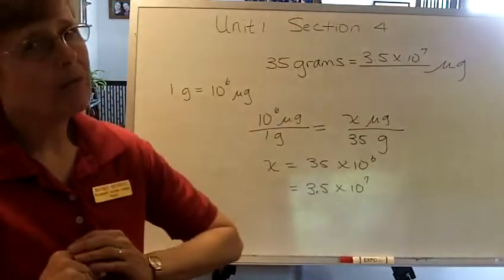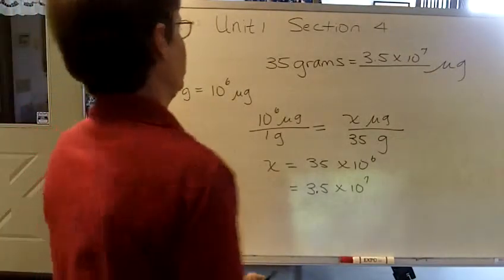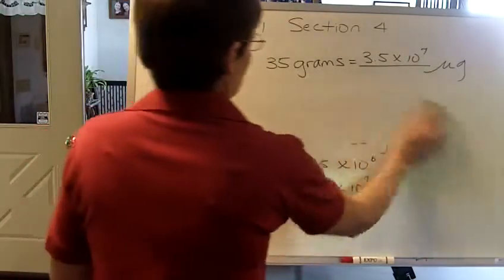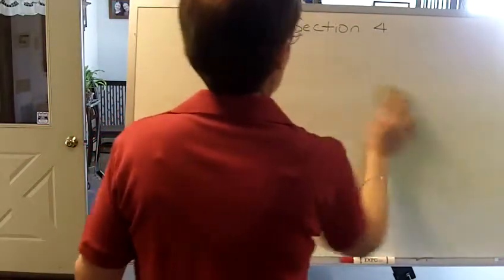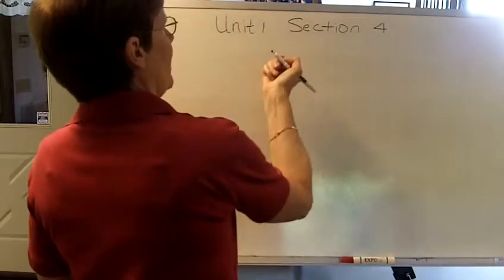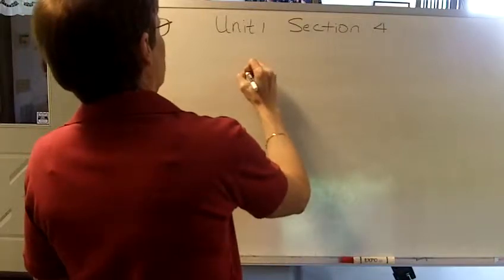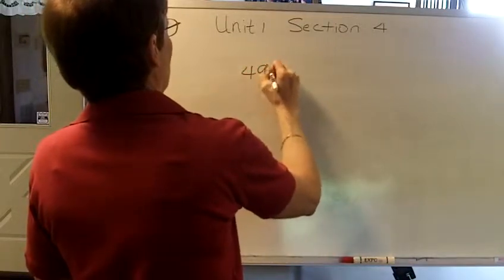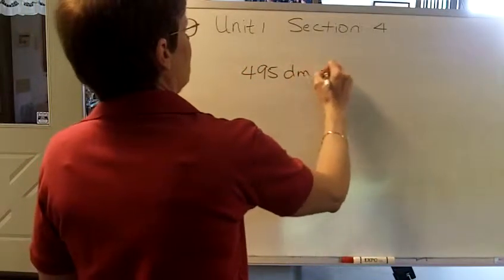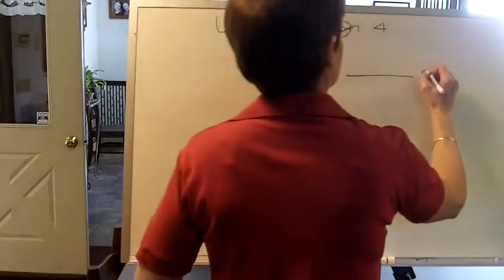Now there's one more kind of problem that we might have to do where we don't actually have a base unit involved. Let's try one of those. Let's say that we have decimeters. Let's do that. 495 decimeters is equal to how many, where do we want to go from here? Nanometers.